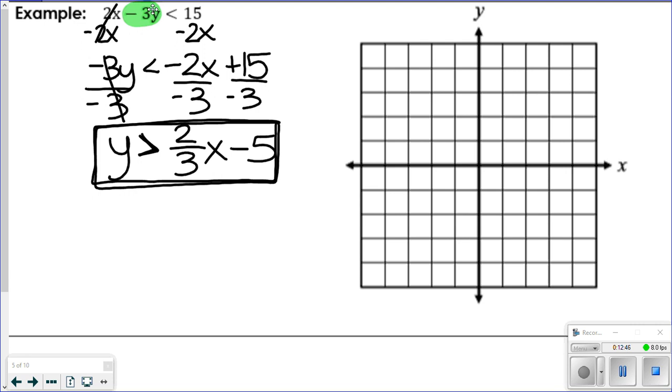Now I need to graph it. So let's plot our y-intercept down at -5. 1, 2, 3, 4, 5. And my slope is positive, so I want my line increasing. So I'm going to go up 2 over 3. And if I go up 2 over 3, I'm going to be off my graph again. So run out of space.